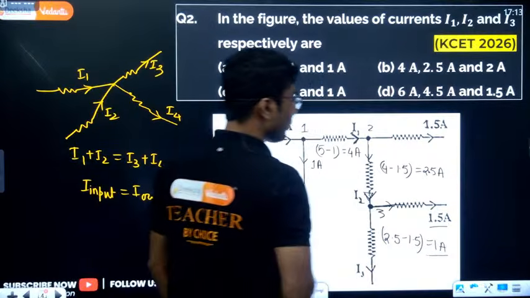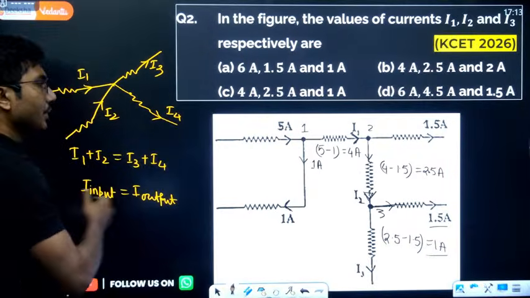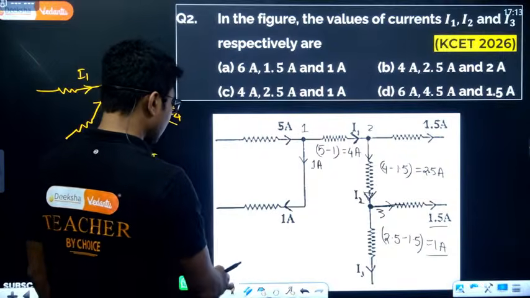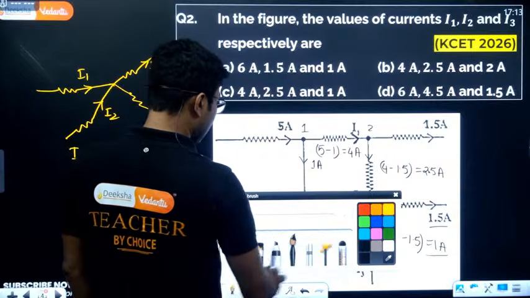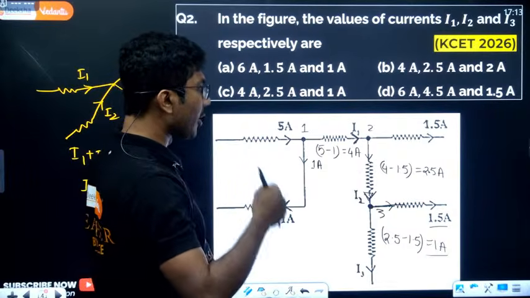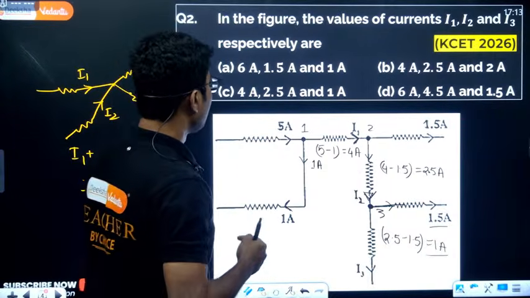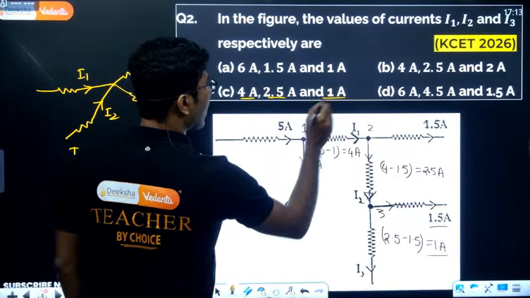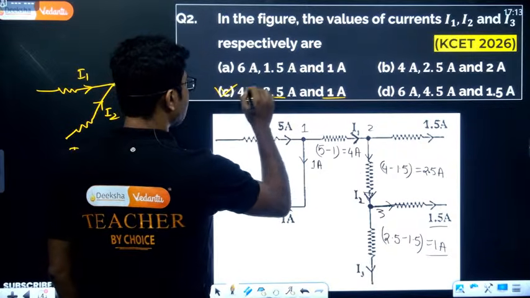Easy question, right? Just by looking at the diagram you will be able to solve this question. It's not a difficult question. So let's mark the answer. The answer is 4 ampere, 2.5 ampere and 1 ampere. So the correct answer is option C.